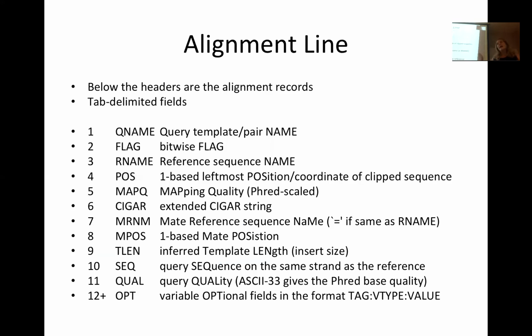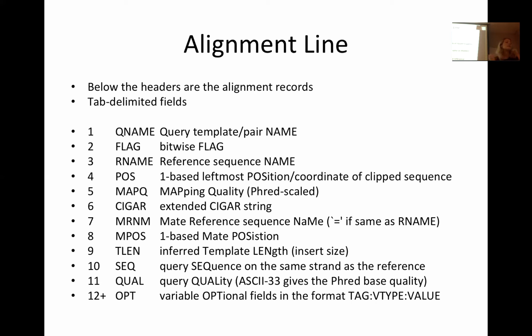So when you get out of the header, then you get down to the actual tab delimited part of the SAM file. It has 12 or more tab delimited fields. So if you suck this into an Excel spreadsheet, this would be at least 12 columns. You can't have fewer. The first column is always the query template, which means basically your read name.